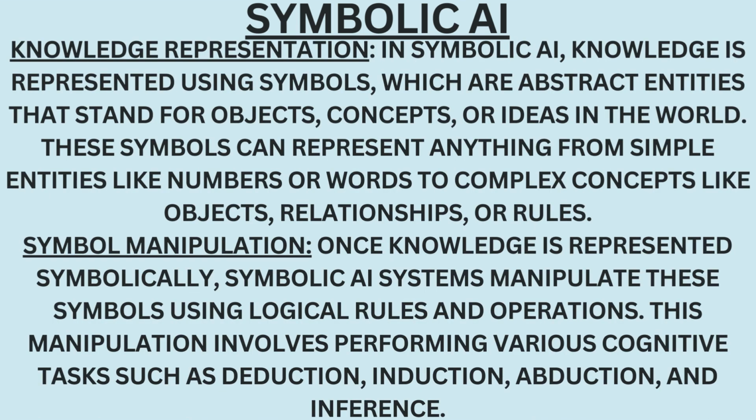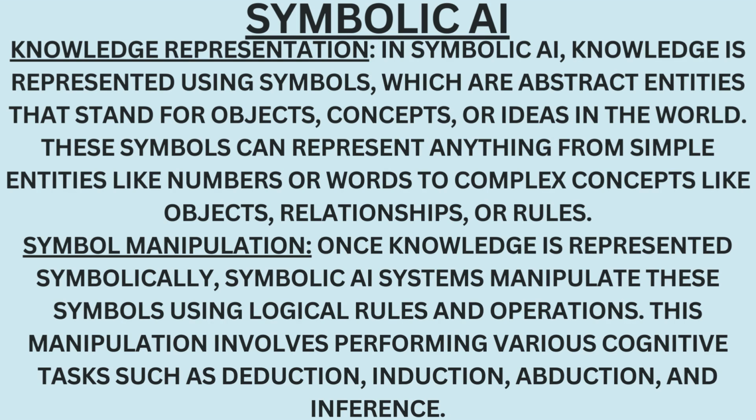Knowledge representation. In symbolic artificial intelligence, knowledge is represented using symbols, which are abstract entities that stand for objects, concepts, or ideas in the world. These symbols can represent anything from simple entities like numbers or words to complex concepts like objects, relationships, or rules.